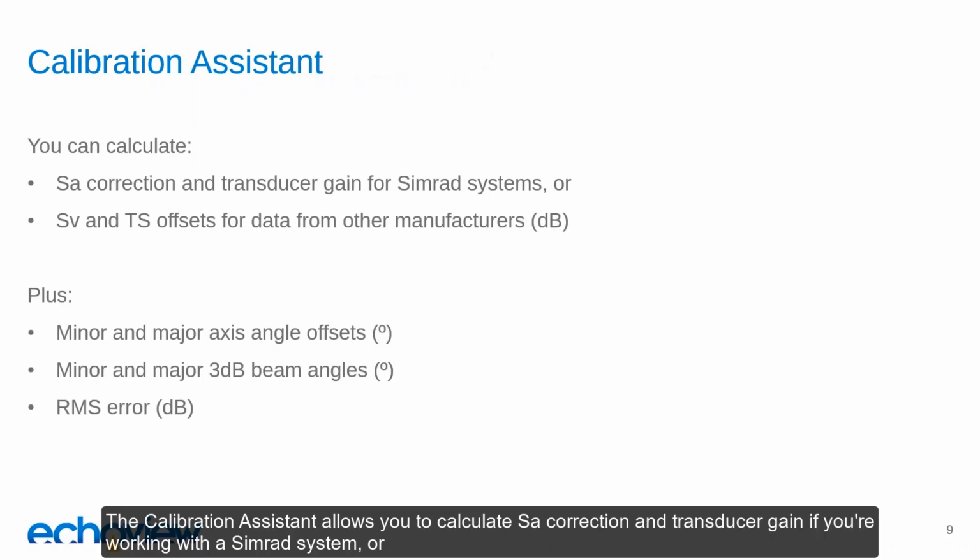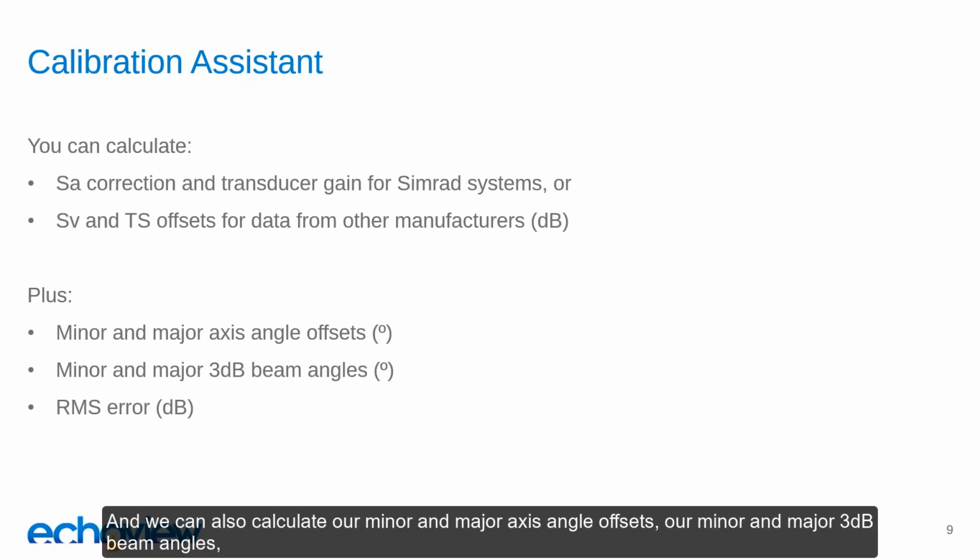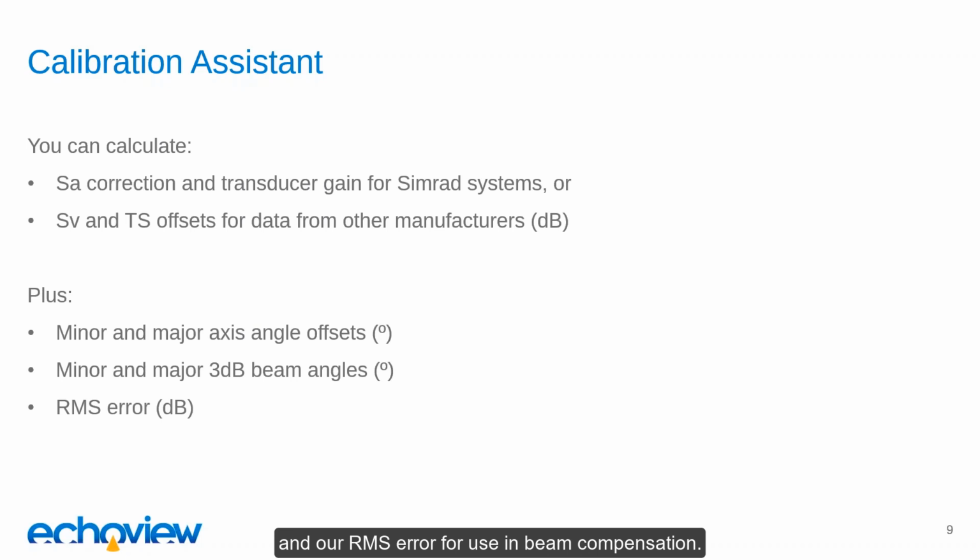The Calibration Assistant allows you to calculate SA correction and transducer gain if you're working with a SIMRAD system, or SV and TS offsets for data from other manufacturers. And we can also calculate our minor and major axis angle offsets, our minor and major 3 dB beam angles, and our RMS error for use in beam compensation.